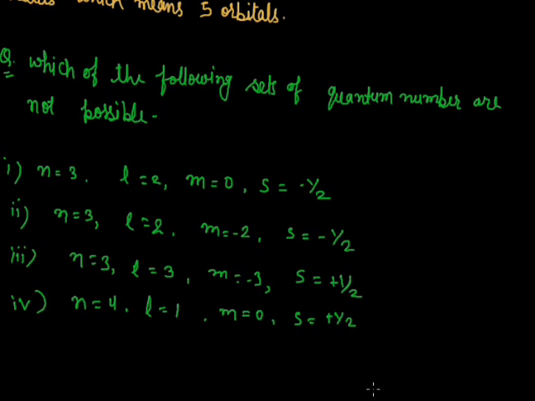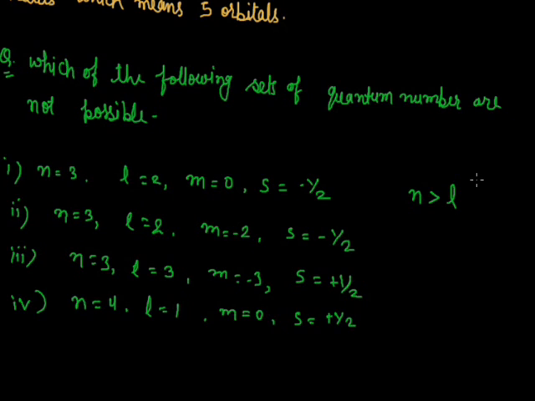Now we have to find which of the following sets of quantum numbers are not possible. If we talk about the first, the value of n is 3 and l is 2. It means the value of l is lower than n. We know that only the subshell for which the value of n is greater than that of l is possible. So in the first case, n equals 3 and l equals 2, so it's possible.